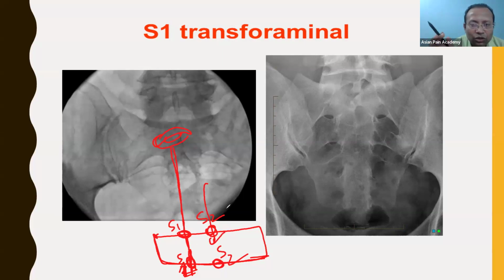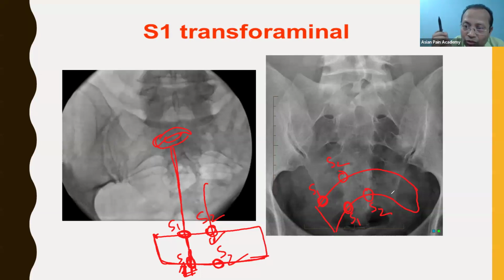Okay, this is clear. But in real life, sacrum is not like that. So what is the sacrum shape? Sacrum shape is like this. So here what will happen? Here the posterior S1 foramen is here and the anterior foramen is here. The posterior S2 foramen is here, but the anterior S2 foramen is here. So if you see a three-dimensional structure in a two-dimensional way, there will be great confusion as to which one is posterior and which one is anterior.